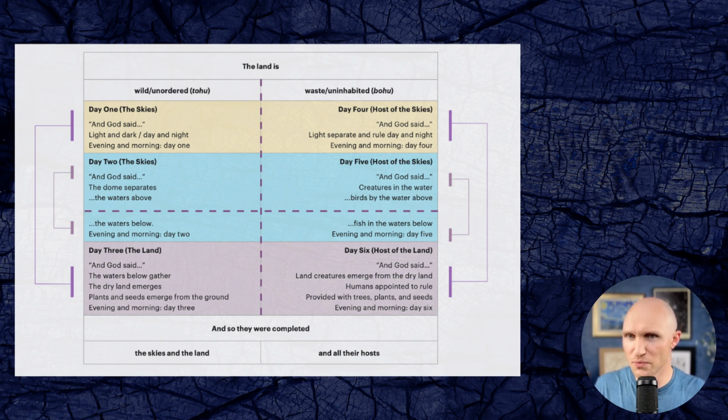Scholarship is in disagreement about what these words actually mean, but they're largely in agreement that it does mean some form of wildness, unorderliness, wasteland, or somewhere that is uninhabited. And so essentially what you get is days 1 through 3, God tackling the unordered state, the chaotic state to bring order. And then in days 4 through 6, he brings inhabitants to those realms where there were no inhabitants before.